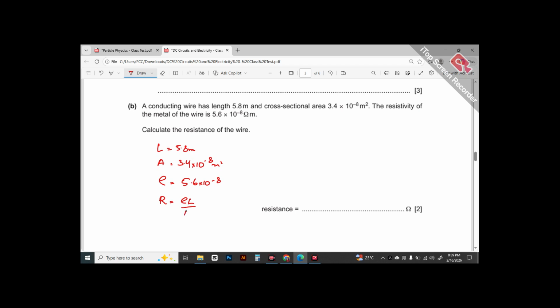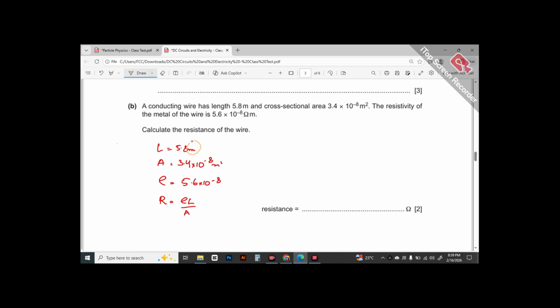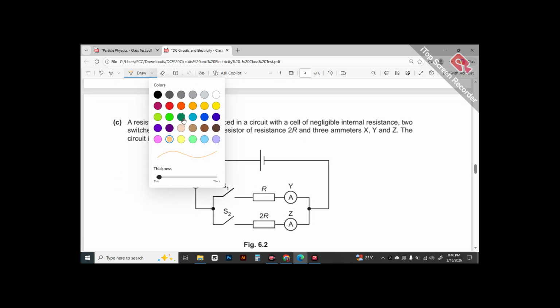R is equals to rho L over A. No need of conversion because the length is in meters, the area is in meters square, and the resistivity is in ohms into meters. So yes, the meter remains consistent, and here ohm is left, so of course the final answer is going to be in ohms. You put these values in your calculator, you'd get 9.55, which you can round off to 9.6.